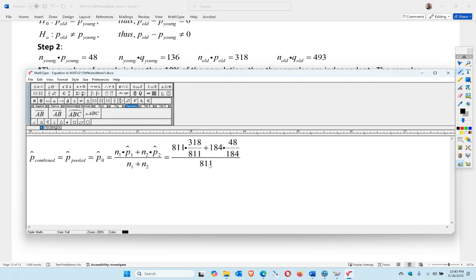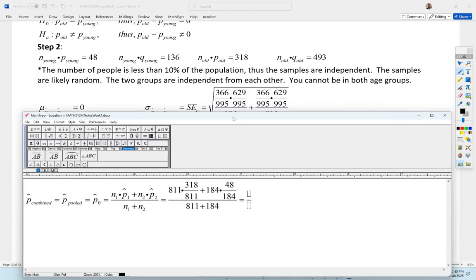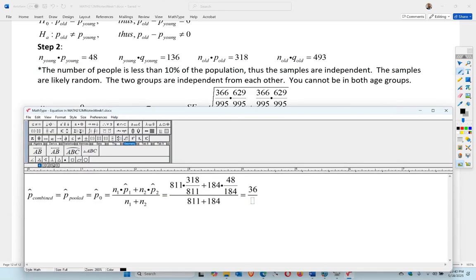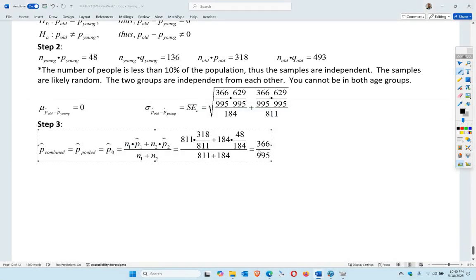Right? So 811 plus 184, so the 811 and the 811 cancel. The 184 and 184 cancel. So what does that leave me with? That leaves me with what we got before, which was 366 over 995. So that is the pooled or combined formula for proportion, basically, if you think about it. Then we get the z value.